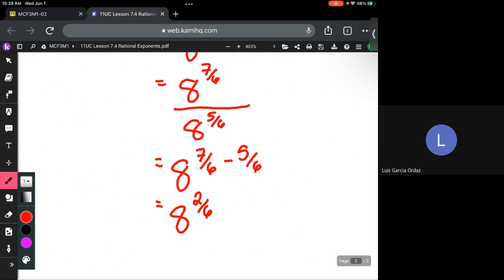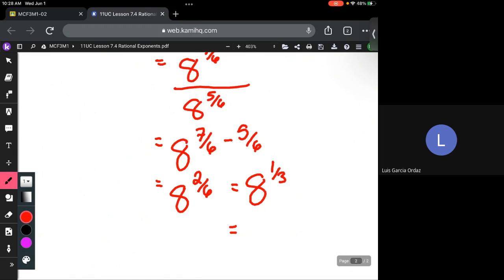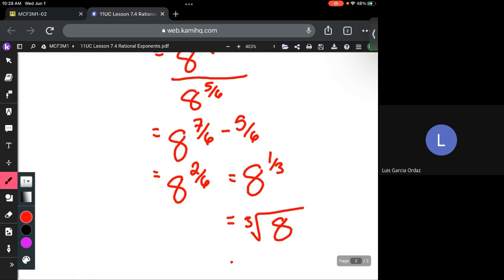So am I able to simplify 2 over 6? To what? Perfect. And how do I write that as a root? Cubic root of 8, yep. Which gives me what? 2.